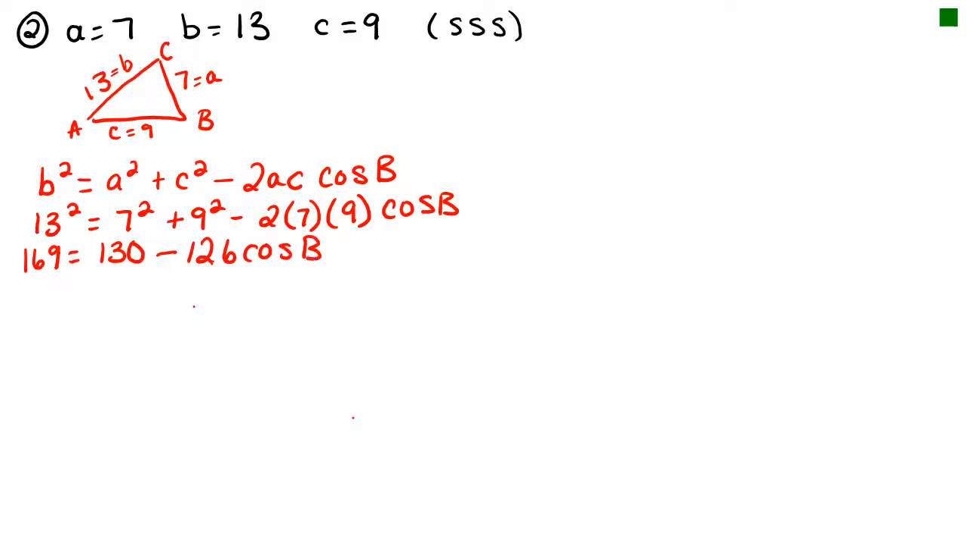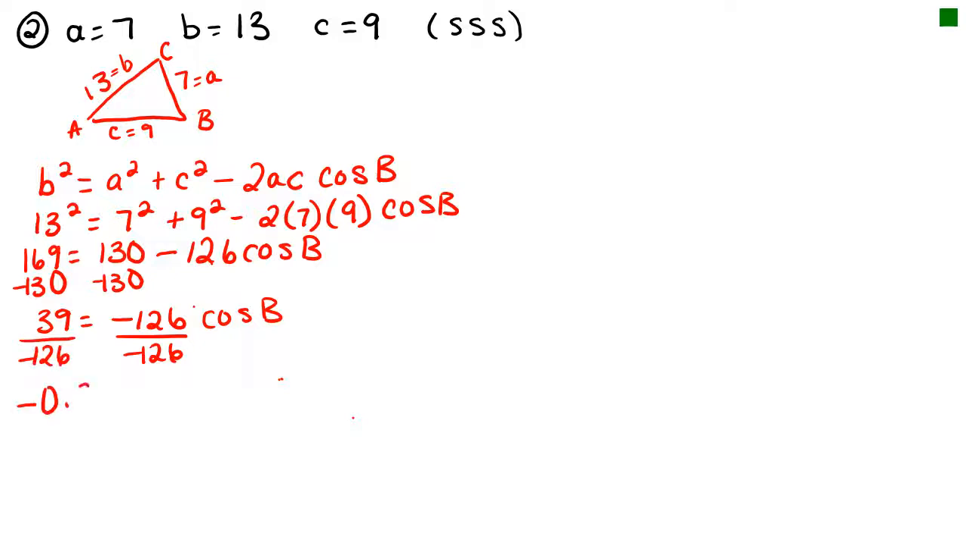All right. We're solving equations. I'm going to subtract 130 from both sides. And I get 39 equals negative 126 cosine B. I'm going to divide by negative 126 to cancel it out. And I get negative 0.3095 equals cosine of B.